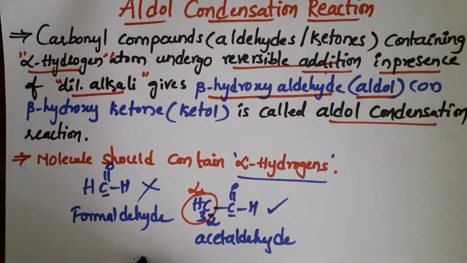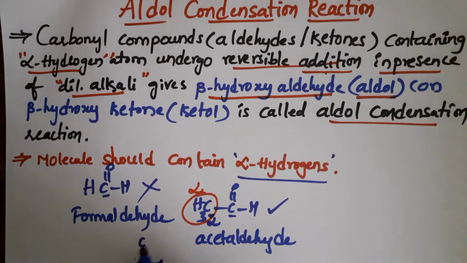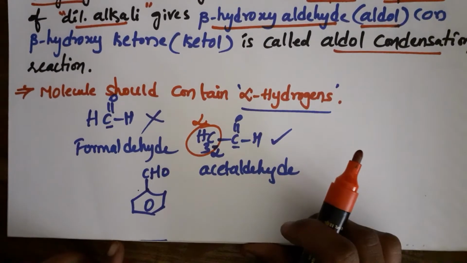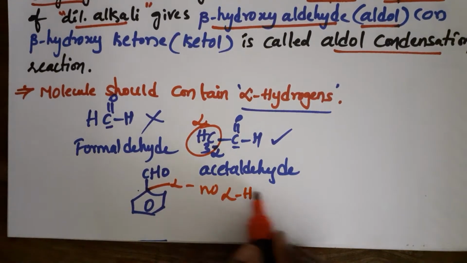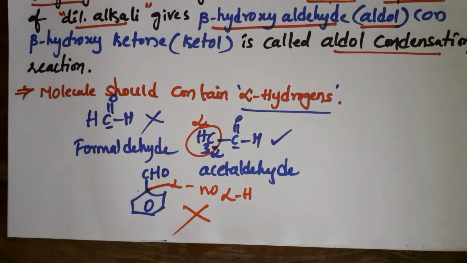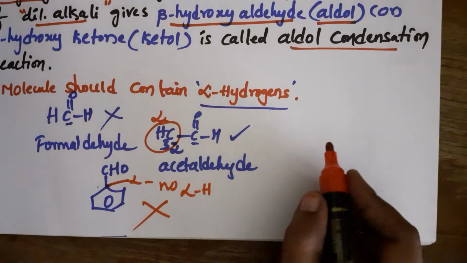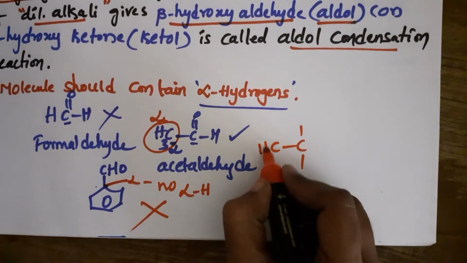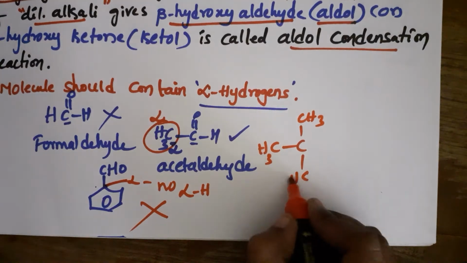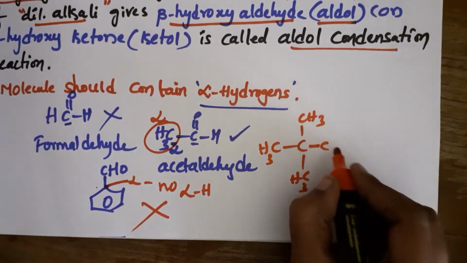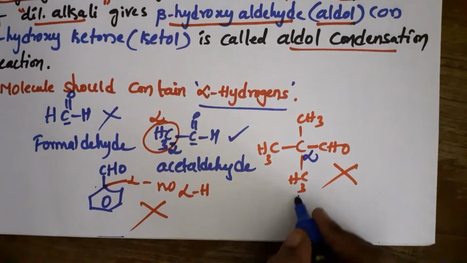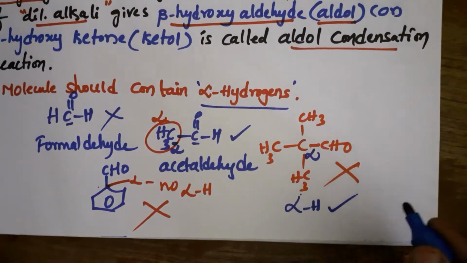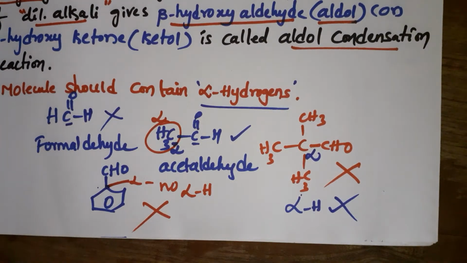And one more, benzaldehyde. This is the alpha carbon, right? Here there are no alpha hydrogens, so it does not participate in the aldol condensation reaction. And one more example here. Does this compound participate in the aldol condensation reaction? No, because the alpha carbon does not contain any alpha hydrogen, so this also does not participate in the aldol condensation reaction.